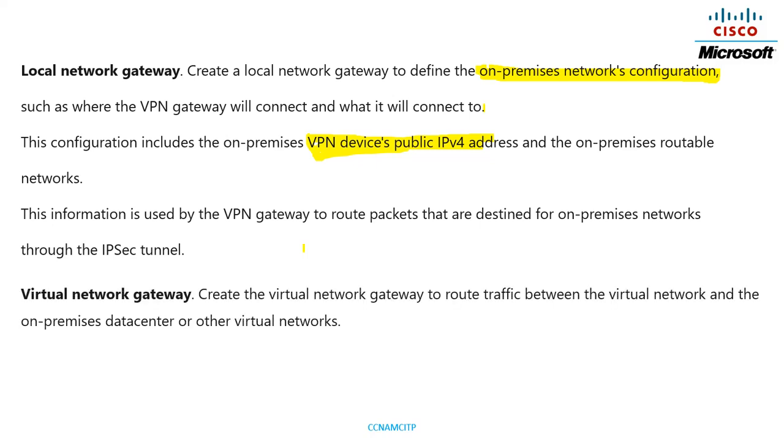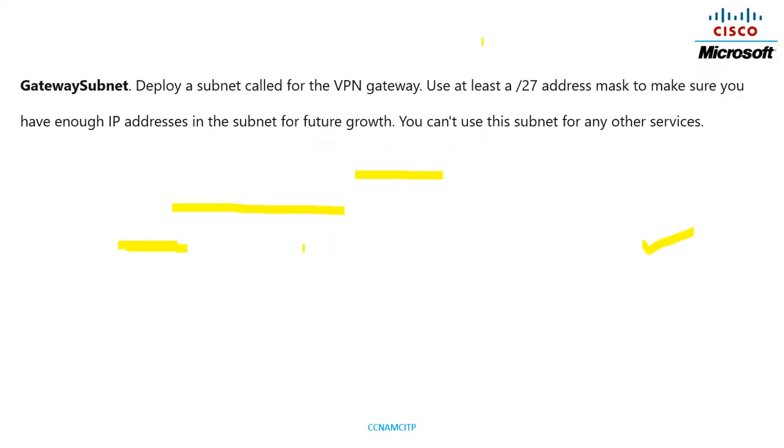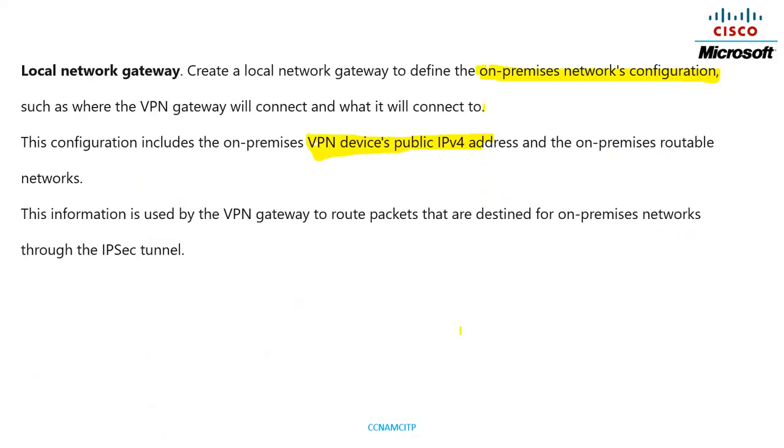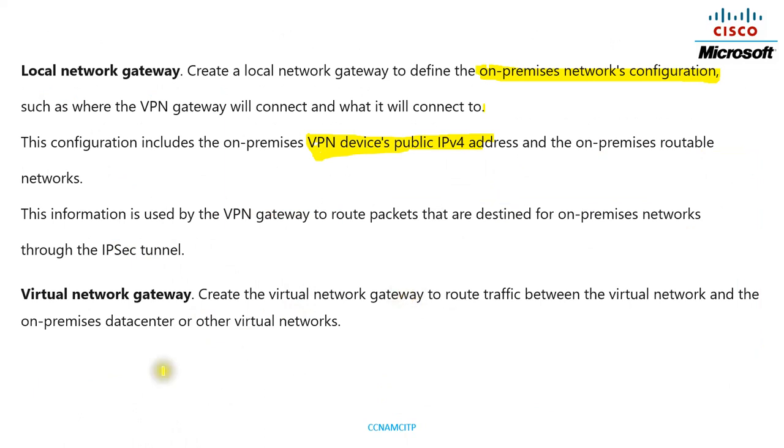Apart from this, we need to have a virtual network gateway in our infrastructure. So where is the virtual network gateway? This is the one. What is the role of the virtual network gateway here? Create the virtual network gateway to route traffic between the virtual network and the on-premises data center or other virtual networks.